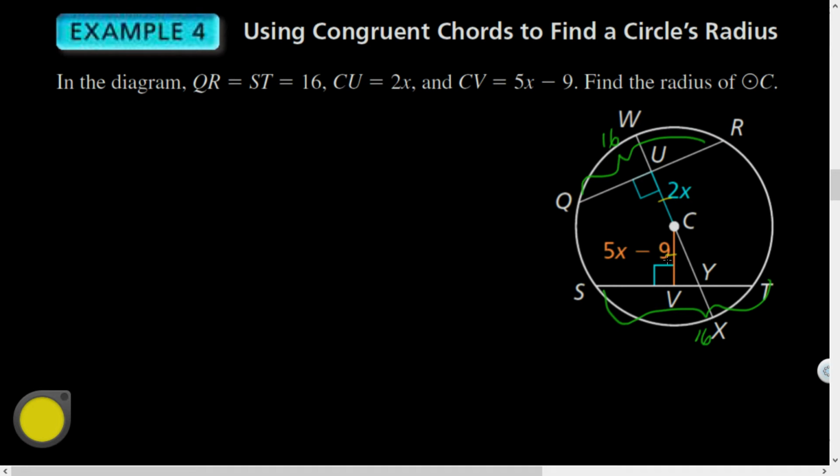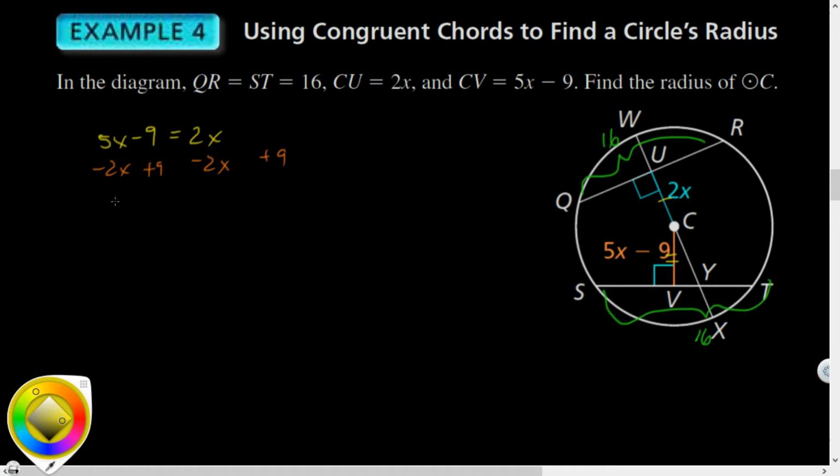They are congruent to each other because these chords are congruent in the same circle, and therefore they are equidistant from the center. So I could say that 5x minus 9 is equal to 2x by definition of congruence, because those are congruent to one another. Let's see, subtract 2x from both sides. Tell you what, I'll add 9 to both sides at the same time. Right? We're going to get 3x is equal to 9. Divide both sides by 3. And I get x equals 3.